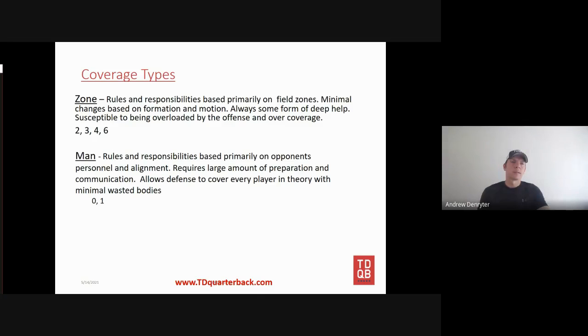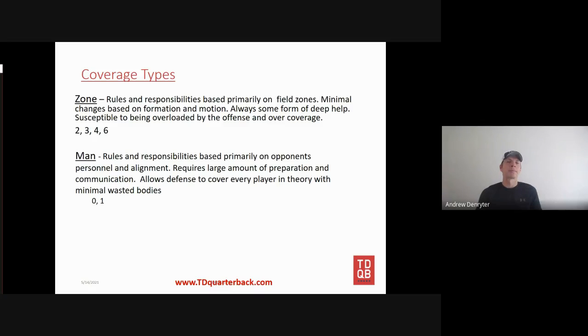All right, man is the other primary coverage type, with rules and responsibilities based primarily on the opponent's personnel and alignment. So now they're going to line up based on what personnel you have. They're going to change their alignment based on your formation, based on your splits, and they will try to match what the offense is doing. Okay, this requires a large amount of preparation and communication because there's a lot of switching, a lot of different things the offense can do with their motion that changes the responsibilities of the defenders. So it takes a lot of preparation and communication, but it allows the defense to cover every player in theory with minimal wasted bodies, right?